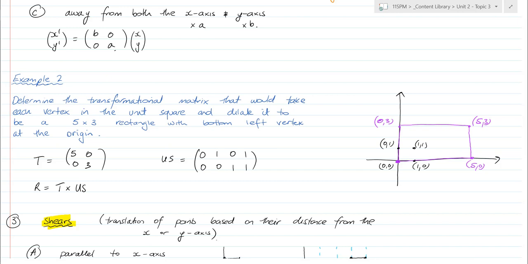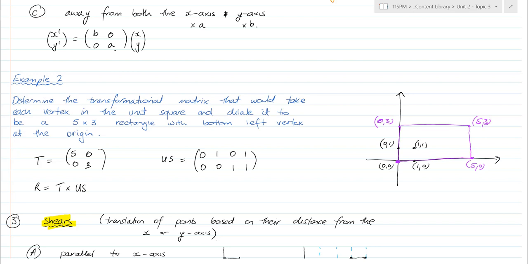Any questions? US is unit square. Yeah, US is my shorthand for unit square. Does the order matter in which you put the points in? Well, if you did T times US, you've got a 2 by 2 times a 2 by 4, and the 2 in the middle matches that 2 in the middle. If you swap these around, you've now got a 2 by... Which you put in the points.